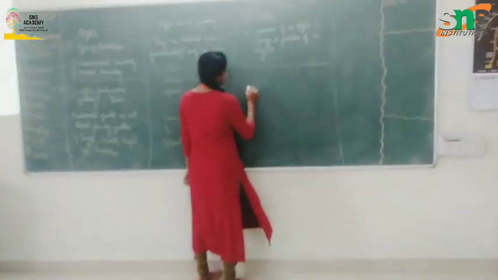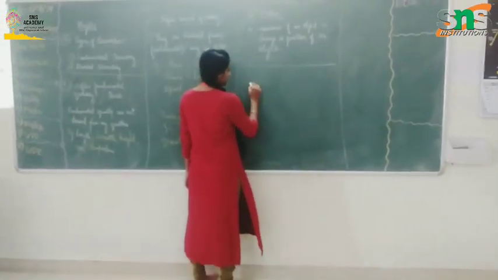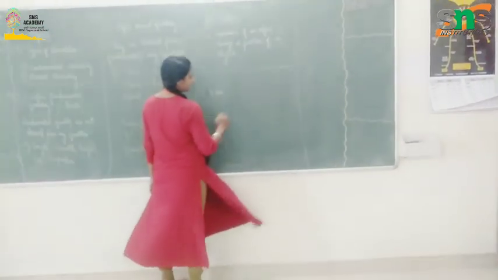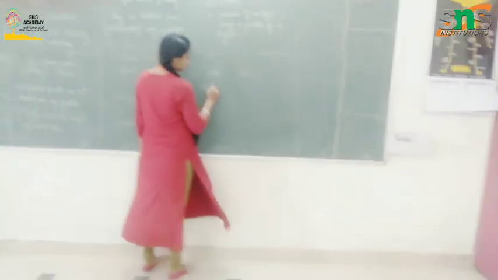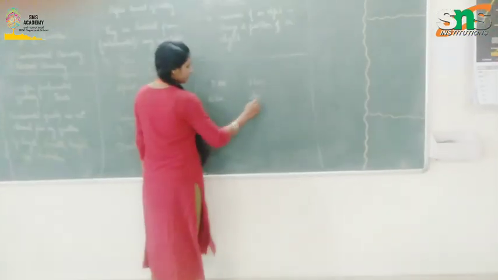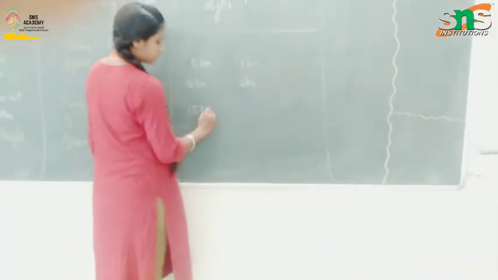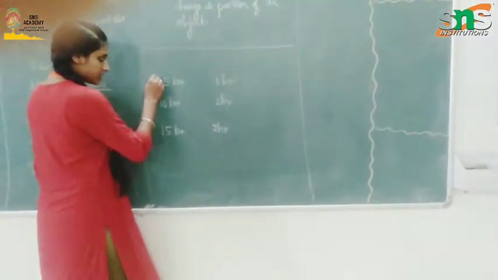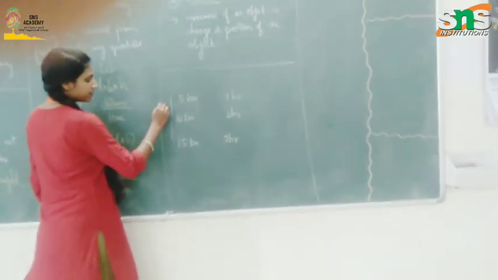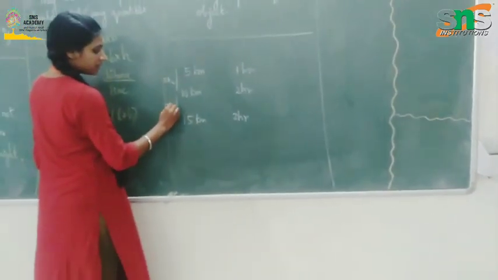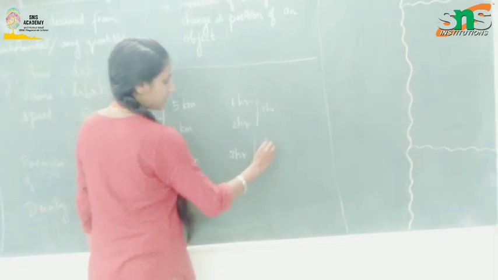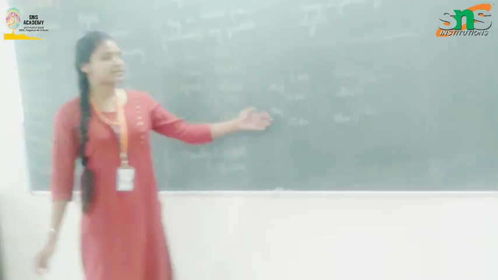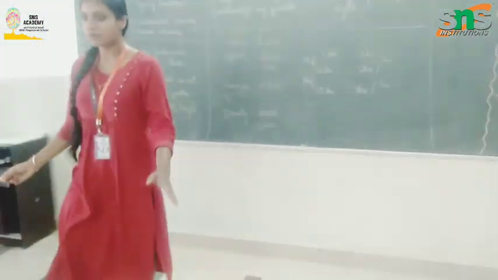Let us consider an example. A car is traveling and covers a distance of 5 km in 1 hour, 10 km in 2 hours, 15 km in 3 hours. What is the difference between the distances? 5 km. 15 minus 10 is 5 km. 2 minus 1 is 1 hour, and 3 minus 2 is again 1 hour. Which means equal distance in equal time. So this is called uniform motion.